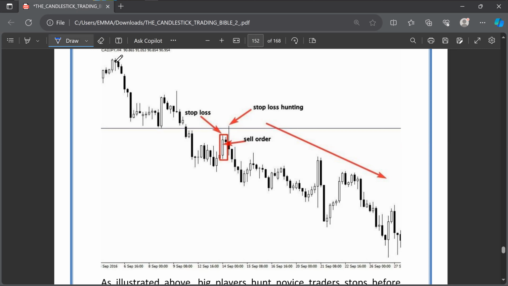Let me draw it so you can understand. You see, this is our resistance level. So when it gets here, you may think the price is going to move up because this formed. And the next one is behaving as if it's going to be bullish. By the time we realize, the sellers push the market down again. Then from there, it moves down.